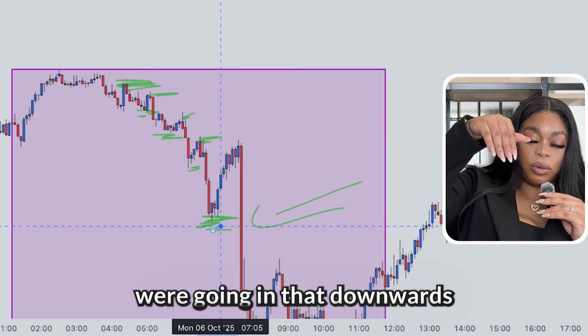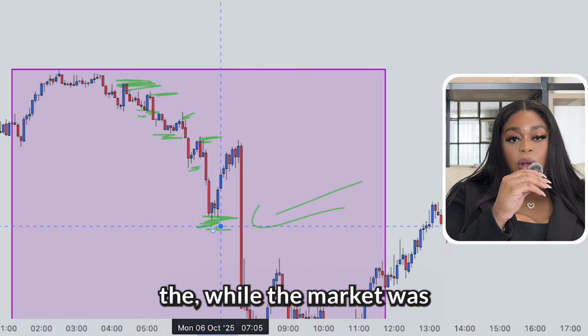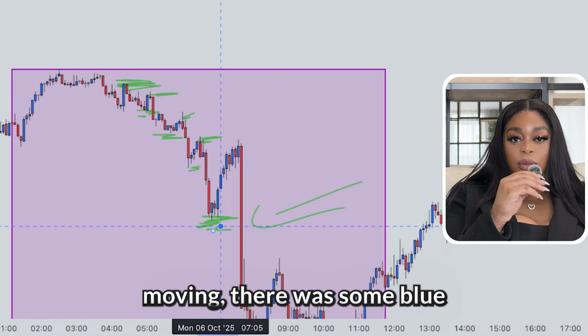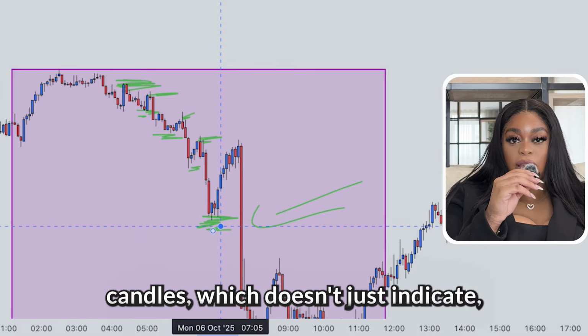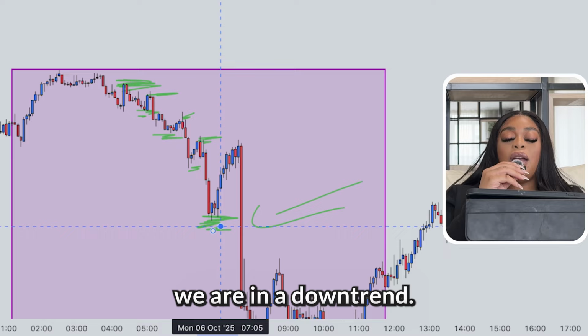So see the way we were going in that downwards direction, even though there were still some blue candles while the market was moving. That doesn't just indicate, it does give us more indication, the fact that there is more red, that we are in a downtrend.